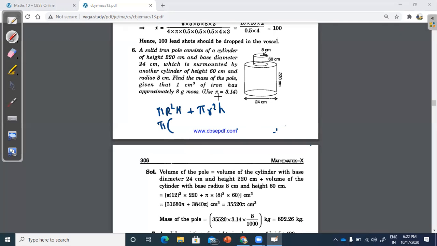And pi value they are asking us to use 3.14. And we get the mass by multiplying by 8 grams. And we are converting into kg by dividing by 1000. So 35520 into 3.14 into 8, I would have gotten grams, and I'm dividing by 1000. I will get the answer in kg. So what will be the final answer? 892.26 kg. That will be the weight of this total, the mass of the total iron.